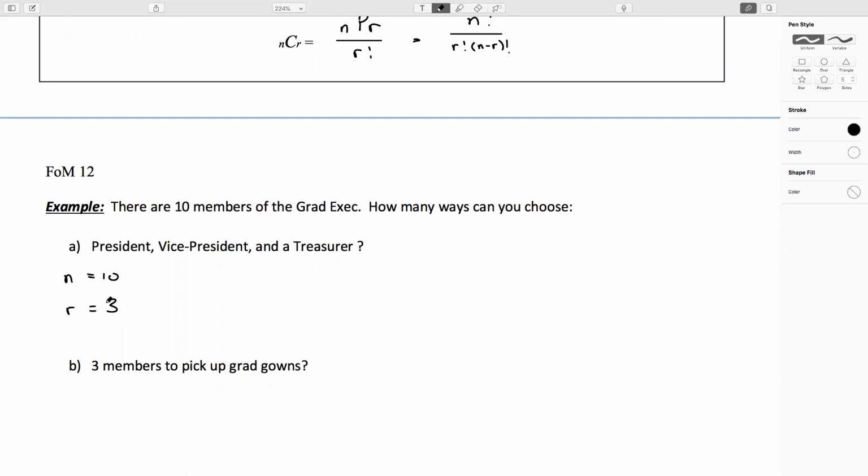Well, in this case, yes, actually it does. If you choose the first person as the president, and the second person as the vice president, and the third person as the treasurer, well then that's different than if you pick 3, 2, 1 or 2, 1, 3. So the order here matters. Order matters. What that tells me is that this is a permutation problem.